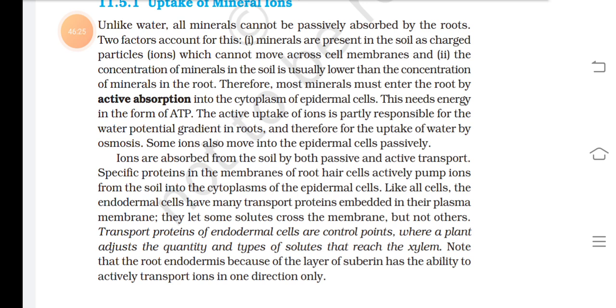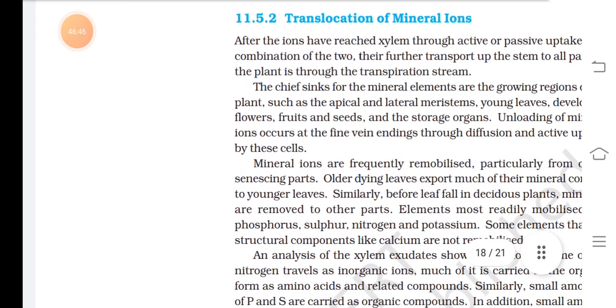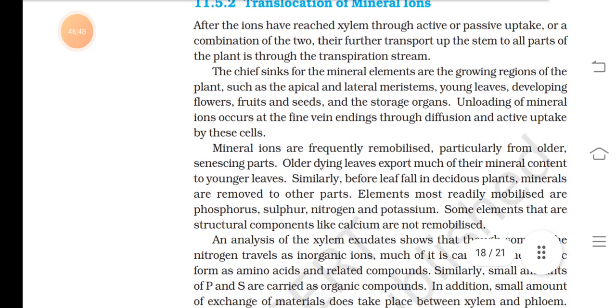Transport proteins of endodermal cells are control points where a plant adjusts the quantity and types of solutes that reach the xylem. Note that the root endodermis, because of the layer of suberin, has the ability to actively transport ions in one direction only. 11.52 Translocation of minerals.